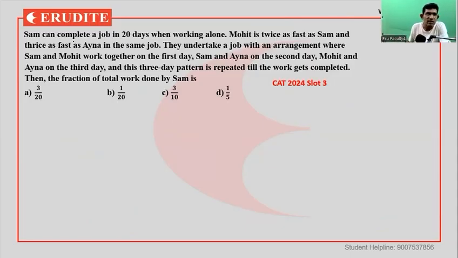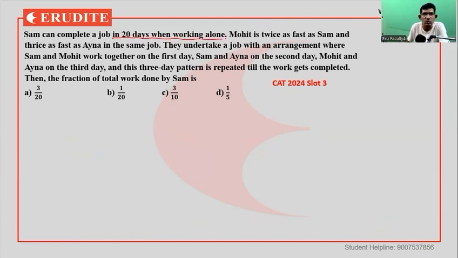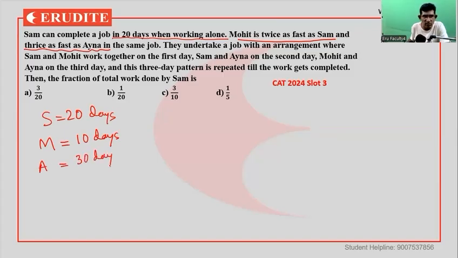It says Sam can do a complete job in 20 days working alone. Therefore, time taken by Sam alone is 20 days. Then Mohit is twice as fast as Sam. If Mohit is twice as fast as Sam, Mohit will take half the time, so Mohit will take 10 days. And Mohit is thrice as fast as Aina. So if Mohit takes 10 days, Aina will take 3 times, that means 30 days. This we can find out as we go with the question.